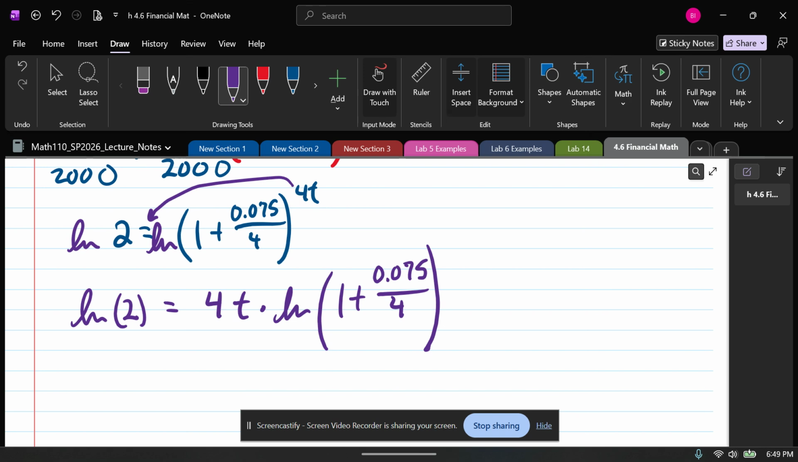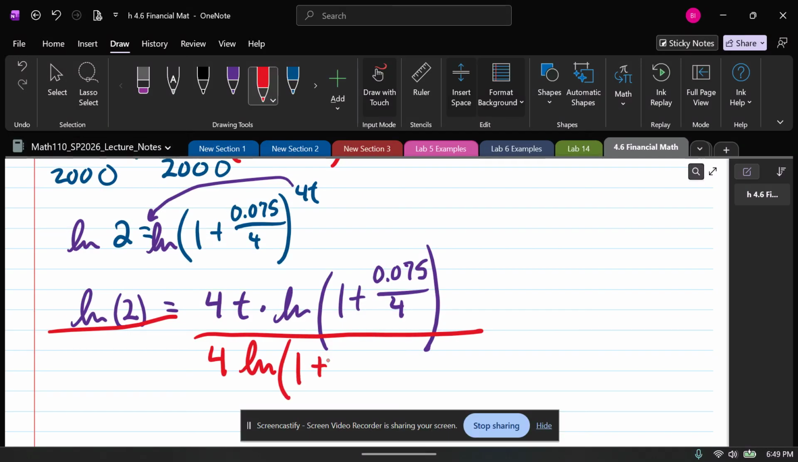So using the natural log, I was able to use my power property and pull the 4t down to the front. Now, what's going on between the 4, the t, and the natural log? They're all multiplying together. So to get rid of that and leave me the t, all I'm going to do is divide by 4 and the natural log of that number.